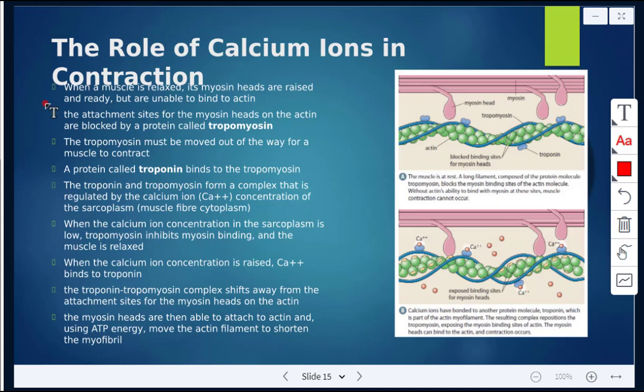All right, so we're going to stop here today. Next class, we'll look at calcium ions and their role in contraction.